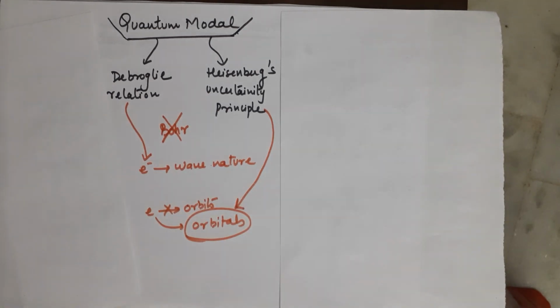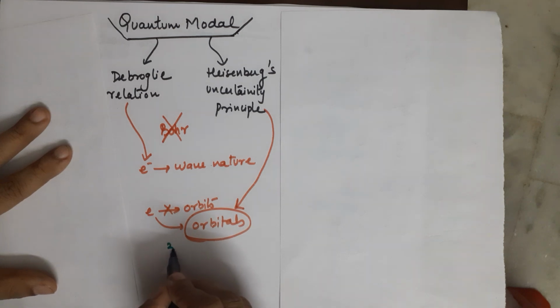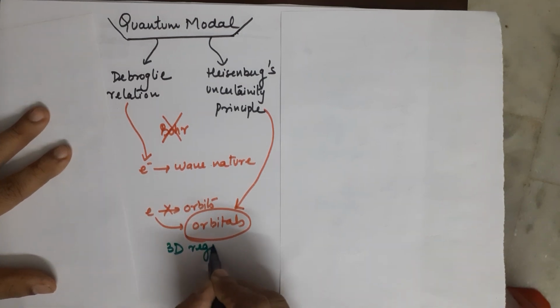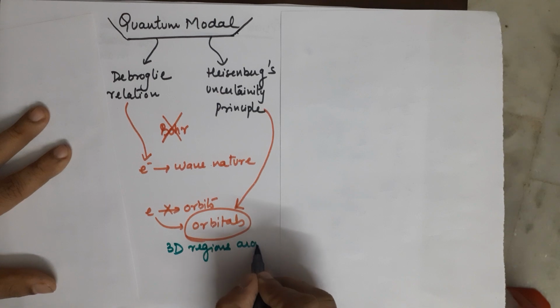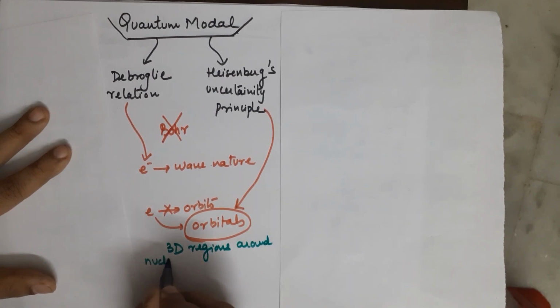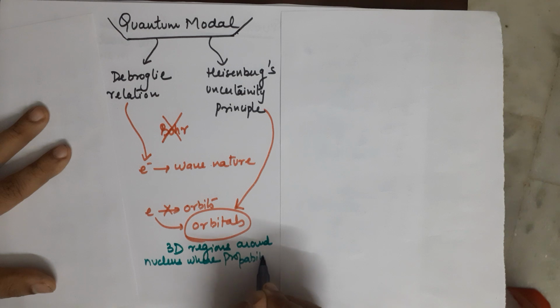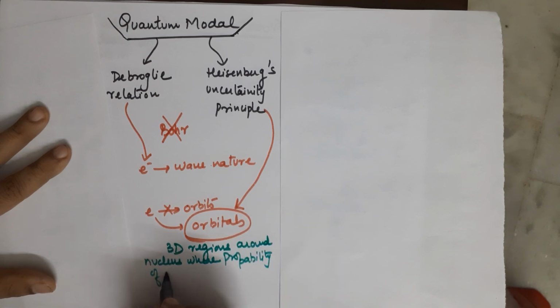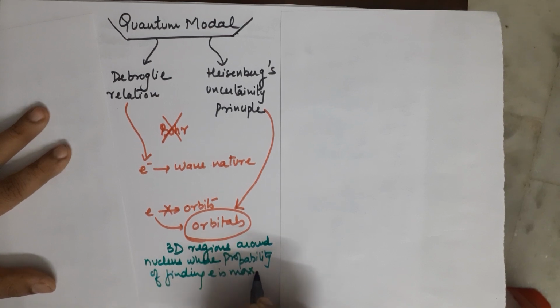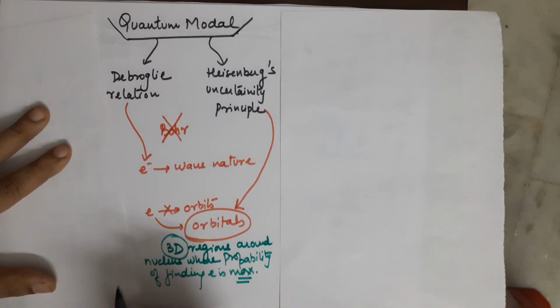Now, what are orbitals? Orbitals are three-dimensional regions around the nucleus where the probability of finding the electron is maximum. Mind you, not 100%. The probability of finding the electron is maximum in certain regions, and they are three-dimensional in shape. They have different shapes and are called orbitals.